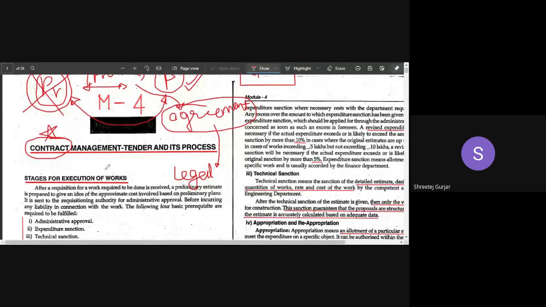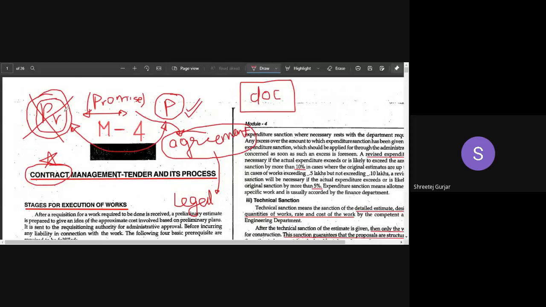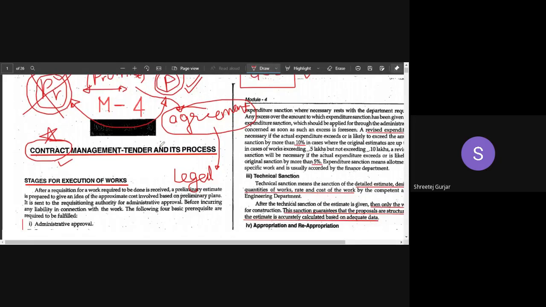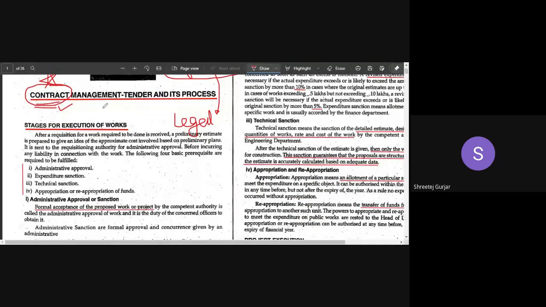So the agreement is made between two parties, the promisor and the promisee. The proposal or promise made between them, after the agreement is done, is brought under a legal framework and written down into a document. This document is called a contract document. Okay, so I hope you have understood what is meant by a contract document and what is meant by contracting. So a contract is what is enforced by law.